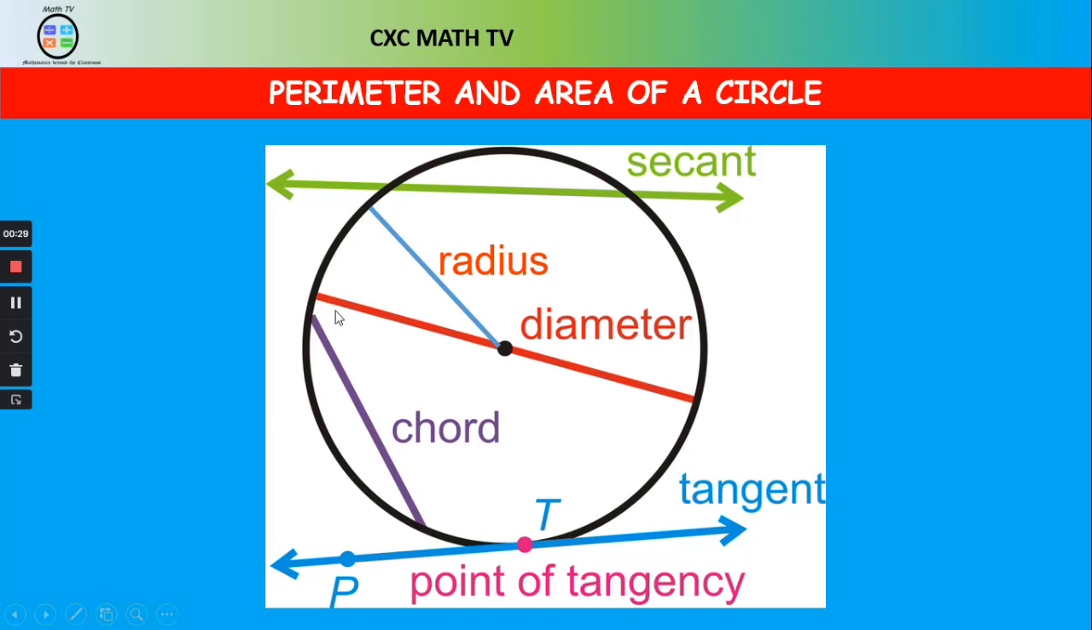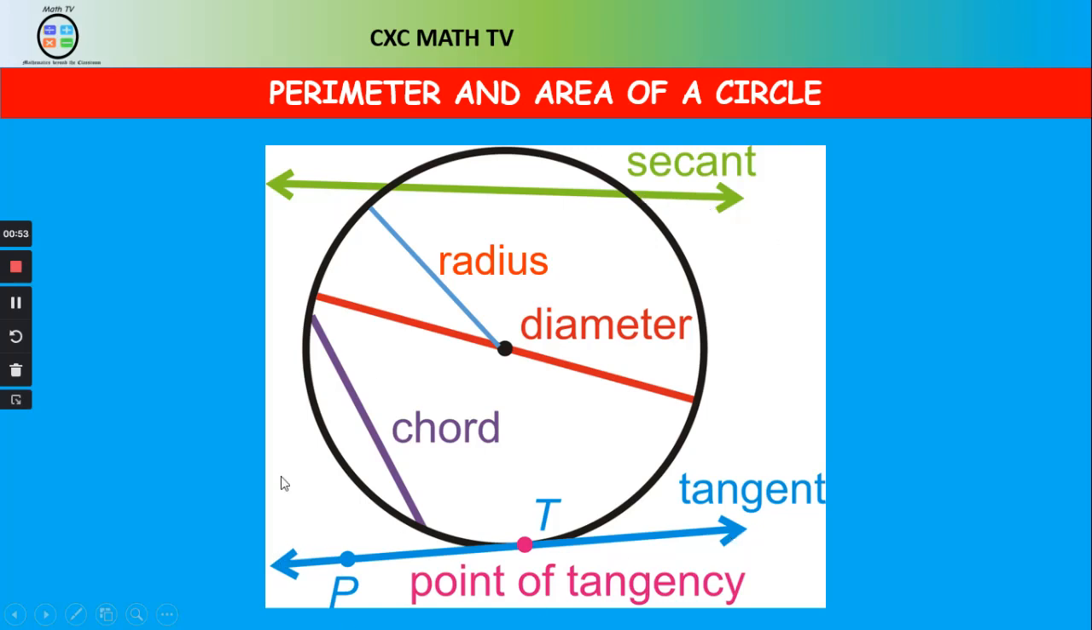We're supposed to know a chord. Anytime you can connect any 2 points on the circumference of the circle, that line is called the chord. The diameter is a special type of chord that passes through the center of the circle, and it connects 2 points on the circumference of the circle passing through the center. We know the radius already, we know tangent, we know secant.